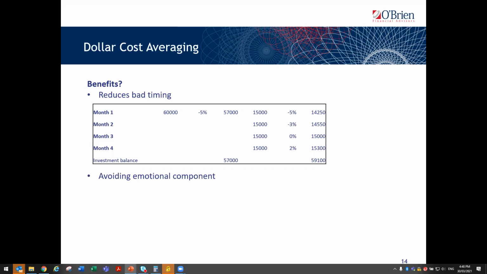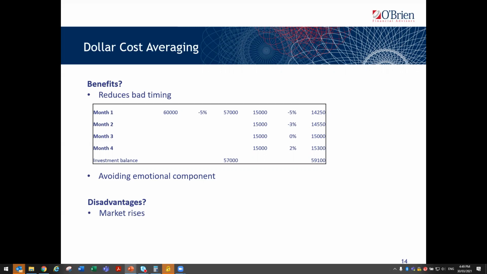It also removes the emotional component of it because you're just setting up a regular investment status and you're not looking at the market going up and down. You have a plan in place. There are disadvantages to the strategy though, where if the market increases, every dollar will purchase fewer units in the market.